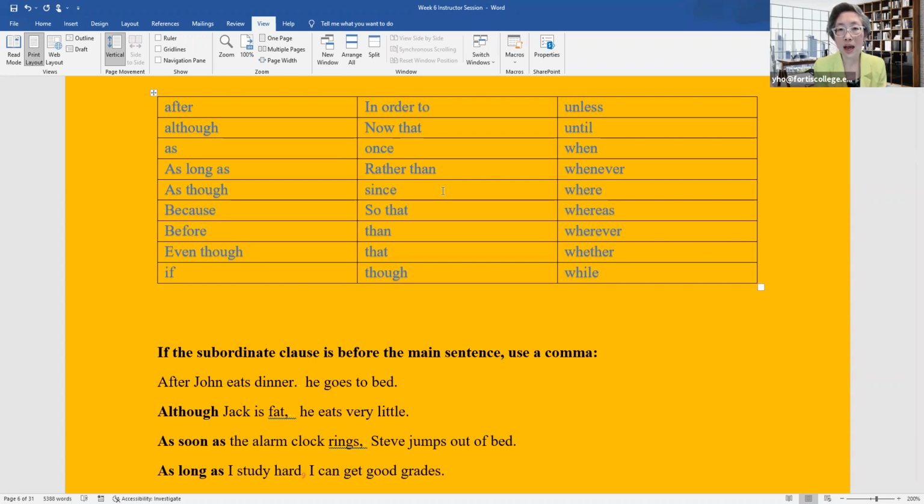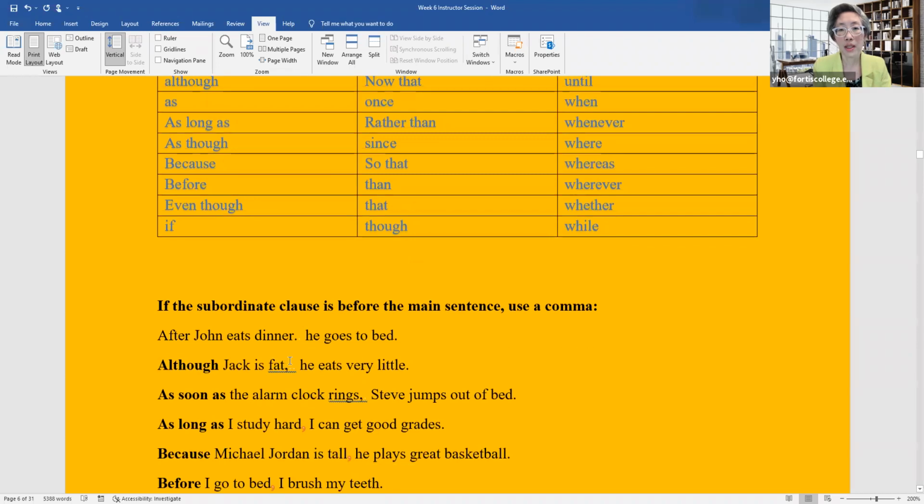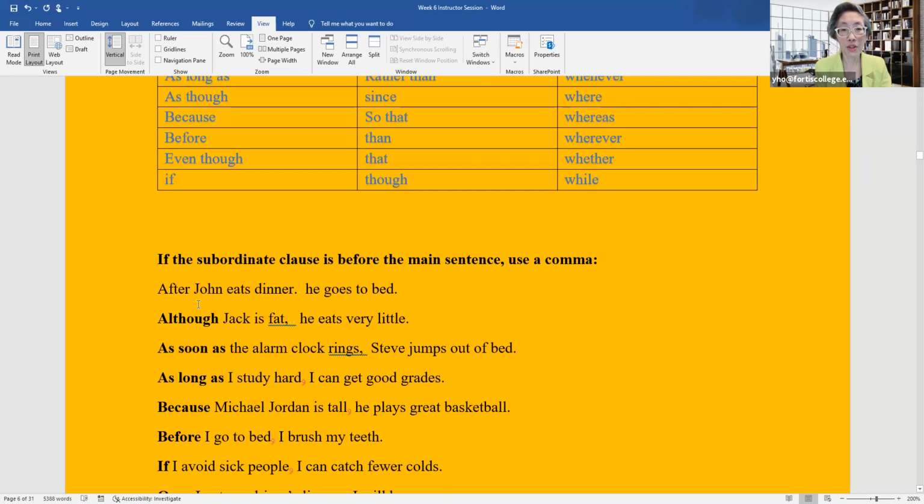So if you simply have "after John eats dinner" alone, that's a sentence fragment. "After John eats dinner" cannot go alone, it needs an independent clause to come after it. So, "after John eats dinner," dependent clause, "he goes to bed." And when you put the two together, when you have a dependent clause and an independent clause together as one sentence, that's known as a complex sentence.